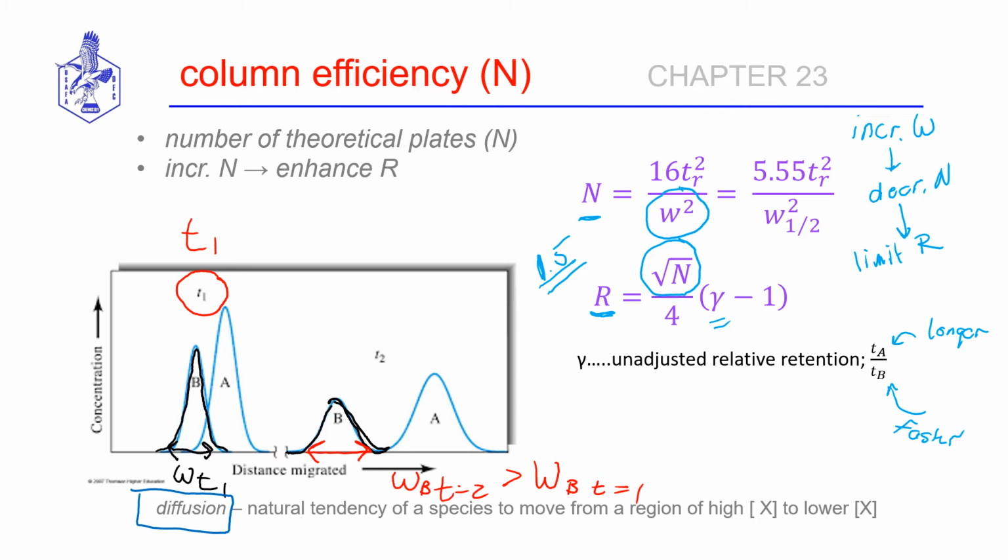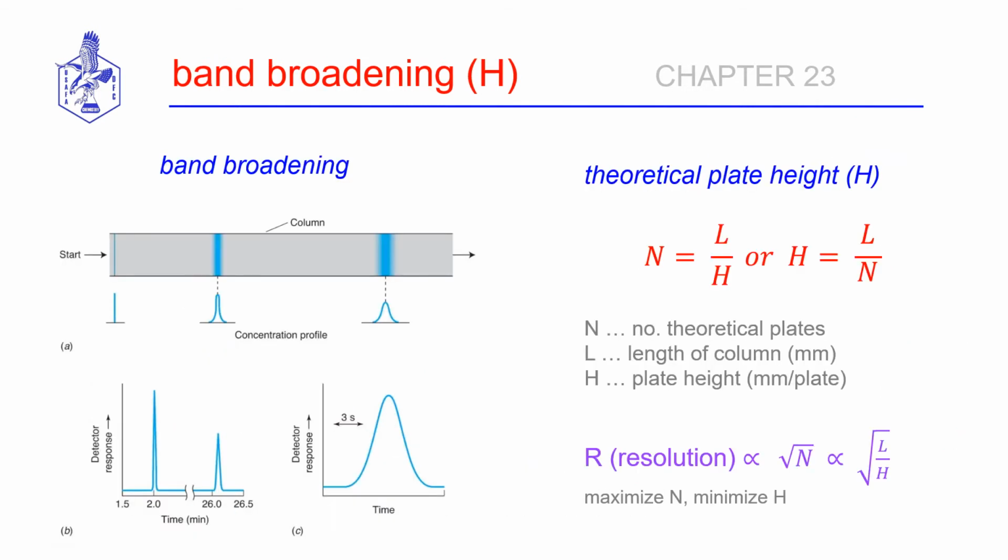There is a natural tendency of a species to move from a region of higher concentration to lower concentration. And so the more time that a component spends on the column, there's going to be this natural tendency for the molecules to take different amounts of time to get off the column. The parameter that is a measure of the band broadening, the width of a peak as it comes off the end of the column, is called the theoretical plate height, H. That is the parameter that we use to measure band broadening.